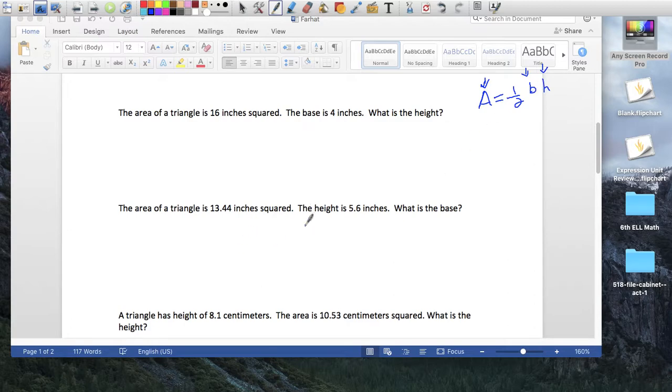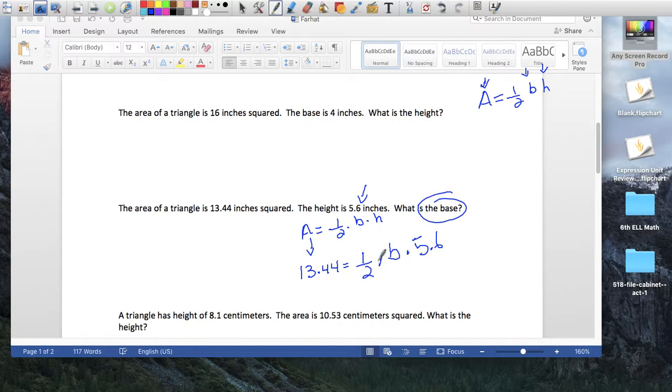Let's try another one. Area equals half times base times h. I will start with that. So the area of a triangle. So again here, they give you the area. So instead of the a here, I'm going to replace that by 13.44 equals half. The base is what I need to find, so that's going to remain as b. And the height is given to us, and that I'm going to change from h to 5.6.